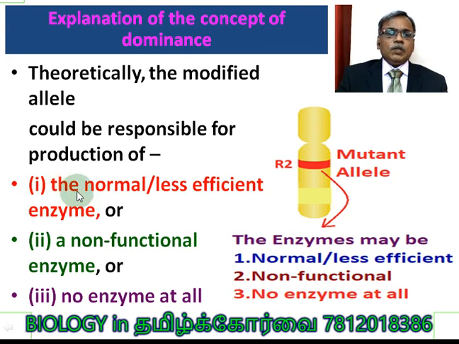First possibility: the R2 also produces the normal enzyme or a less efficient enzyme. Possibility 2: the R2 produces a non-functional enzyme, that is, the mutant allele produces a non-functional enzyme. Possibility 3: no enzyme at all, the R2 not producing any enzyme. So this is the possibility 3.